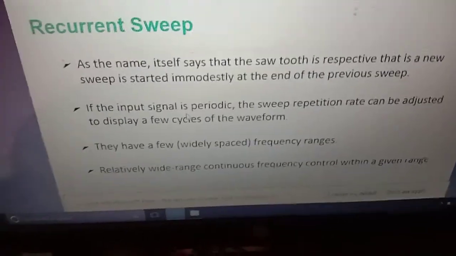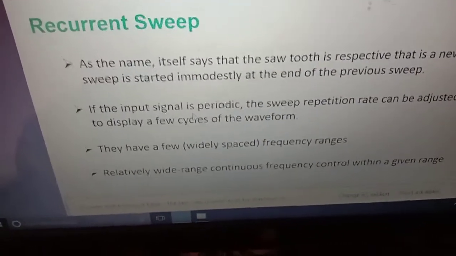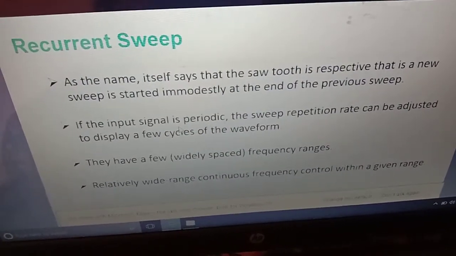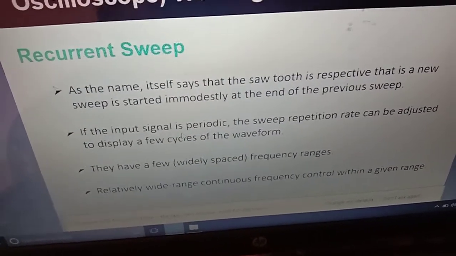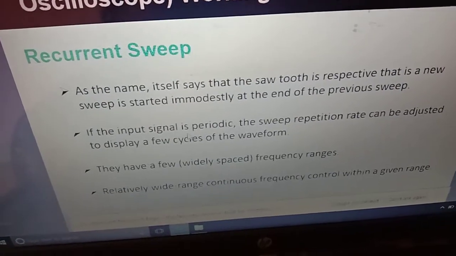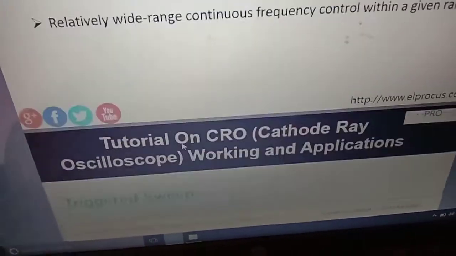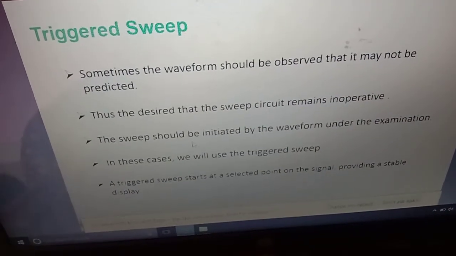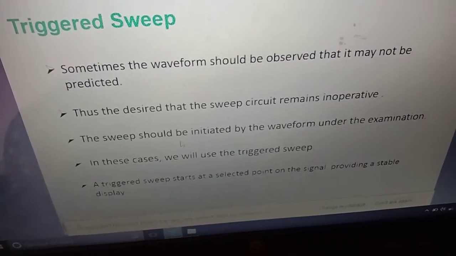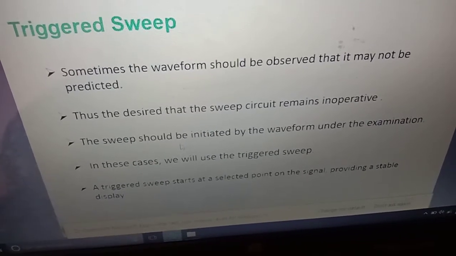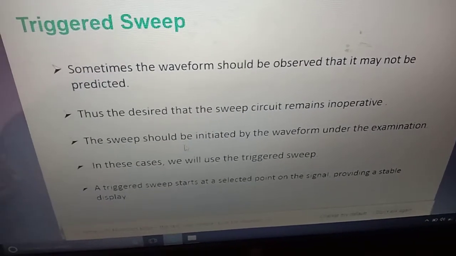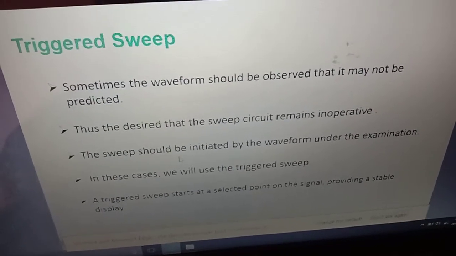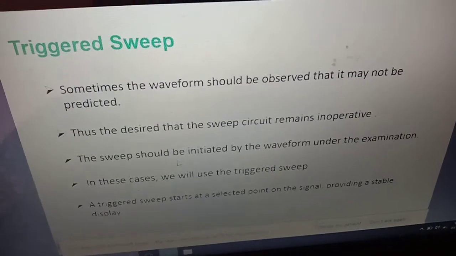The recurrent sweep starts immediately at the end of the previous sweep. If the input is periodic, the sweep repetition can be adjusted to display a few cycles of the waveform. In triggered sweep, the waveform to be observed cannot be predicted, so the desired sweep remains inoperative. The sweep should be initiated by the waveform under examination. In this case, we will use the triggered sweep.